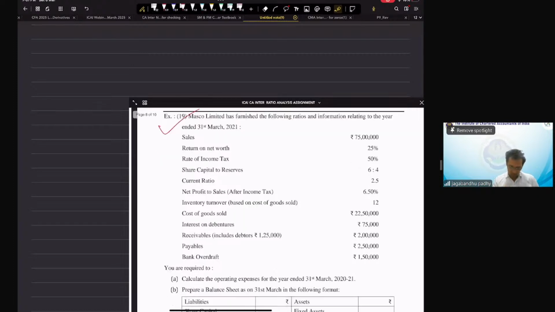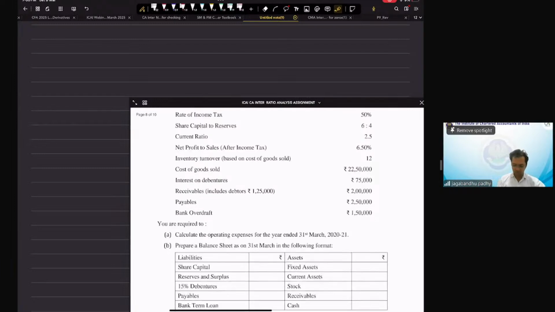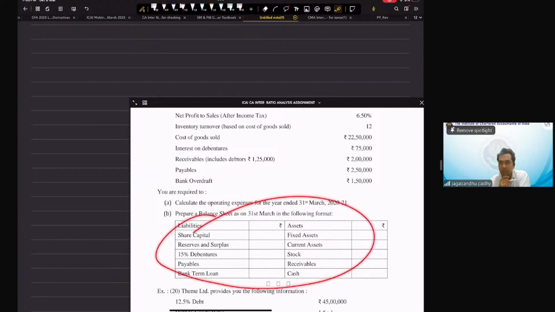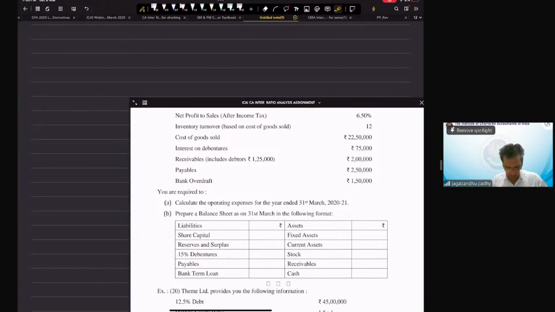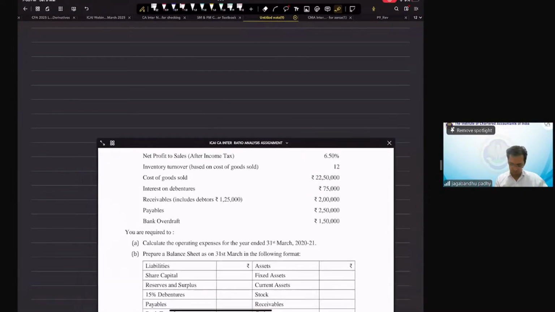Okay. So these are the information given to us: sales, return on net worth, rate of income tax, payables, overdraft. Some of the items are given here. How to calculate the operating expense for the year ended 31st March 2021, and then also preparing this particular balance sheet. Right. So balance sheet, again, we have got a lot of figures already given to us. Let me just write down this format.